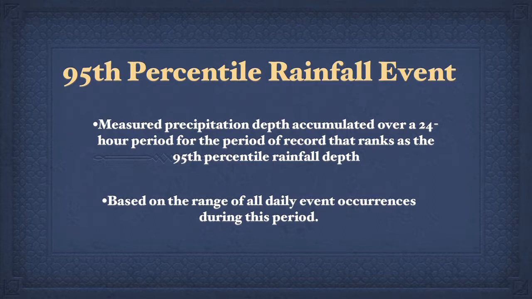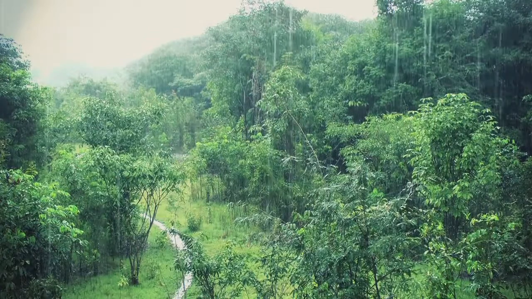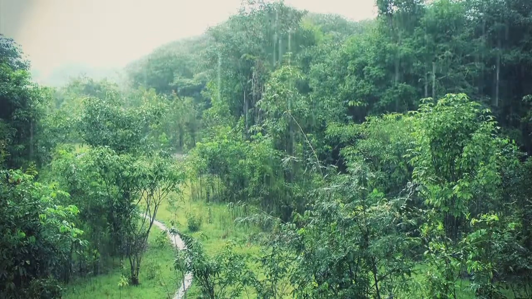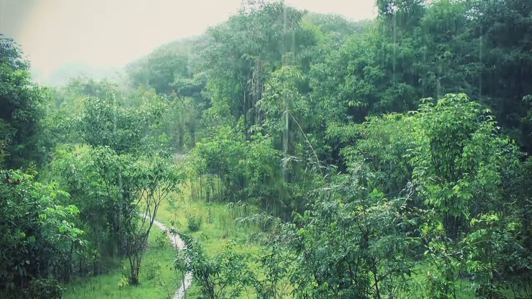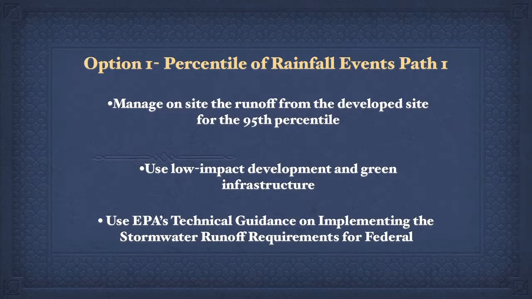period of record. The 24-hour period is typically defined as 12 o'clock a.m. to 11:59 p.m. Option 1, percentile of rainfall events, path 1, 95th percentile. This path awards 2 points, except for healthcare projects, which only awards 1 point.